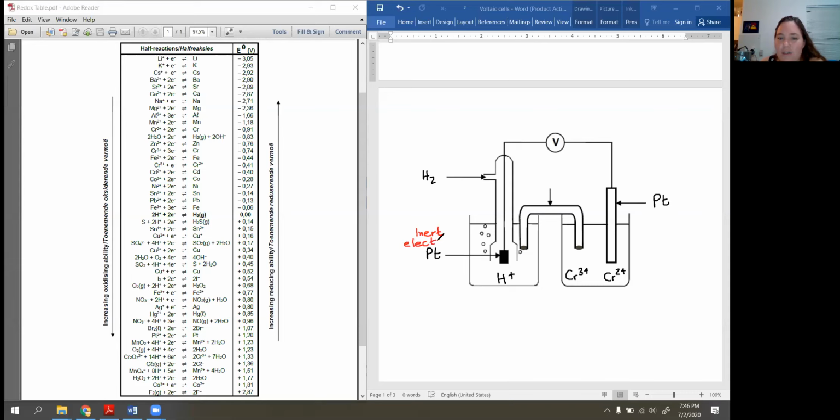And the reason we needed to put in platinum is that hydrogen is a gas. And H plus, in fact, sometimes we don't even tell you it's H plus. H plus comes about because we put an acid in here.